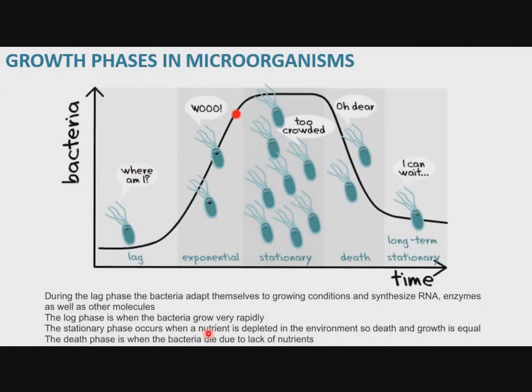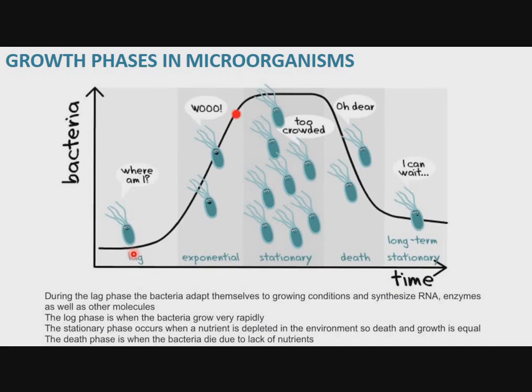Growth phases in microorganisms. Growth phases in microorganisms are four. We have the lag phase, the log or exponential phase, the stationary phase, and the death or decline phase. Now I will explain these phases one after the other.